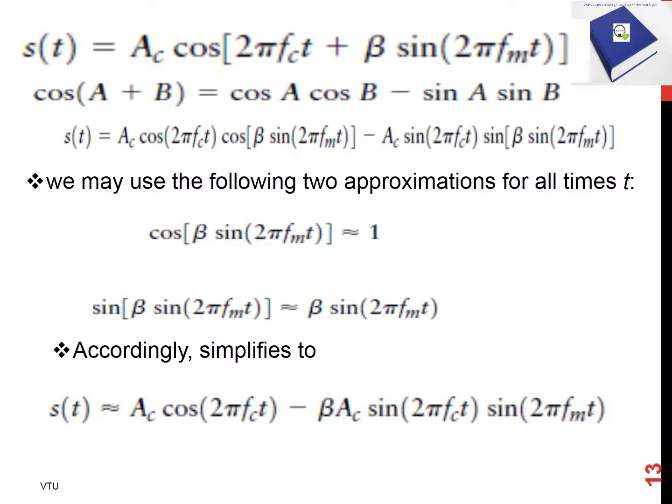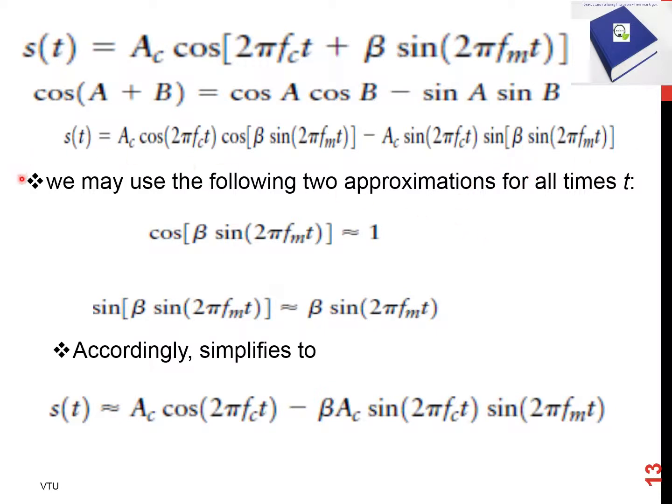So in this, S of t is given by Ac cos 2 pi fct plus beta sin 2 pi fmt. Here we can use the trigonometric relation cos (A plus B). By using this relation, I can rewrite S of t as Ac cos 2 pi fct cos(beta sin 2 pi fmt) minus Ac sin 2 pi fct sin(beta sin 2 pi fmt).